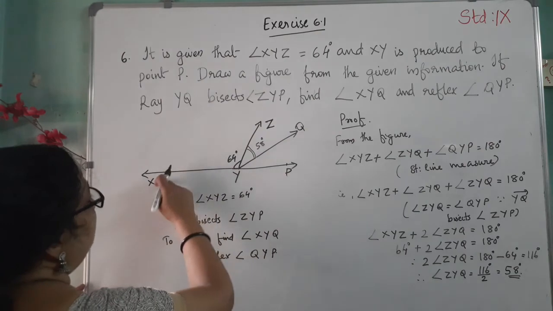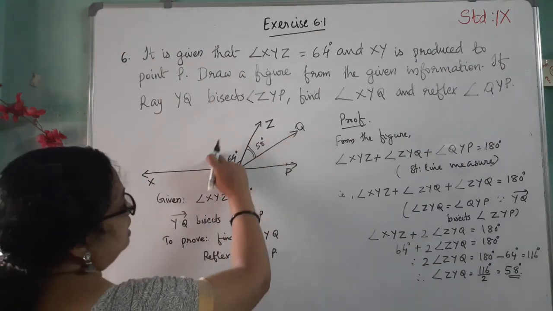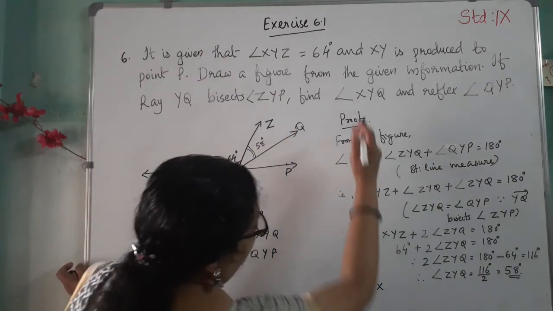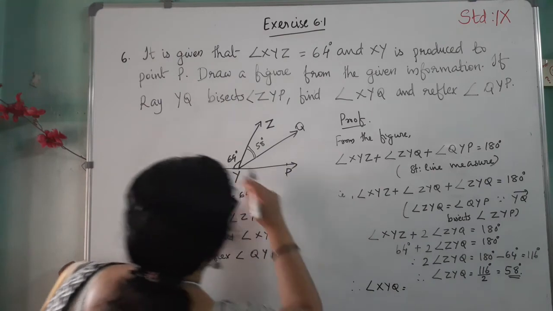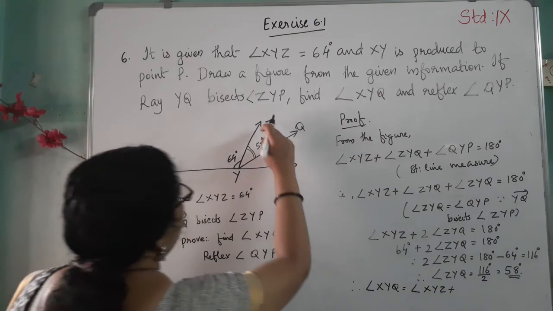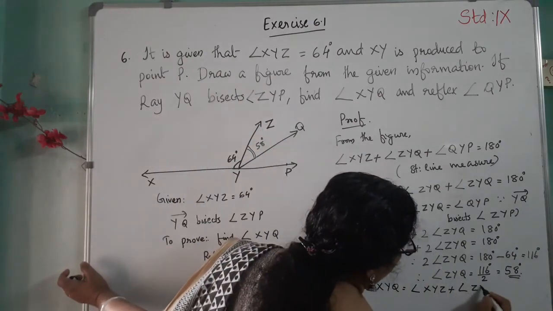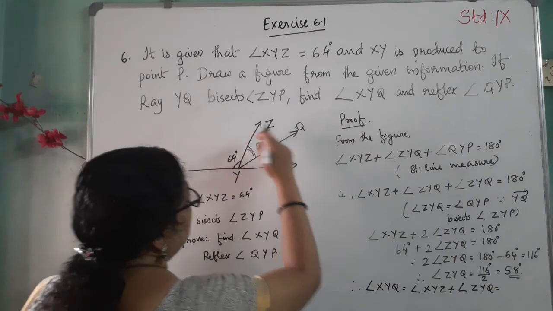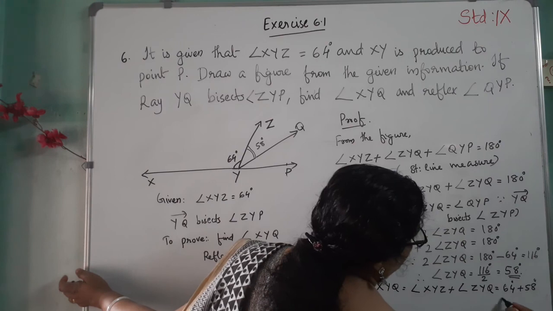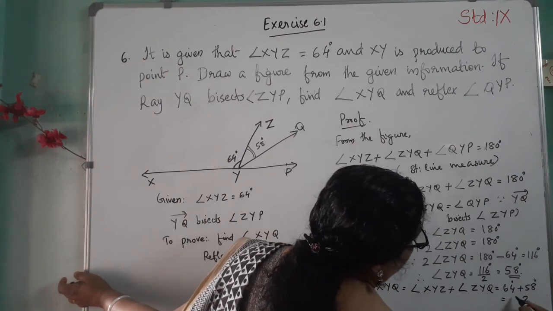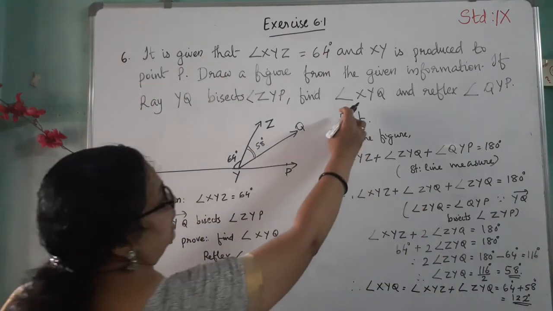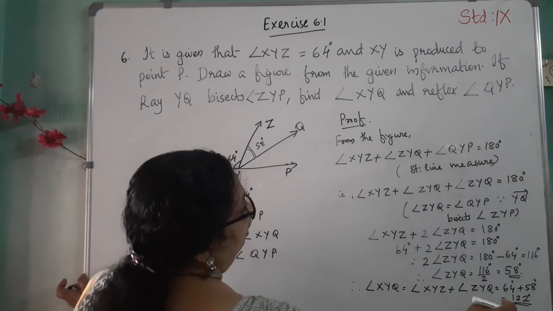Then we want to find angle XYQ. So this is 64, this is 58. Therefore angle XYQ equals angle XYZ plus angle ZYQ, which is 64 degrees plus 58 degrees, which is 122 degrees. That we get angle XYQ equals 122 degrees.